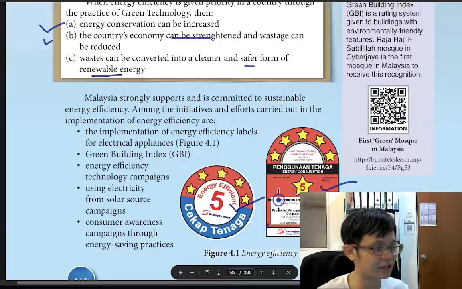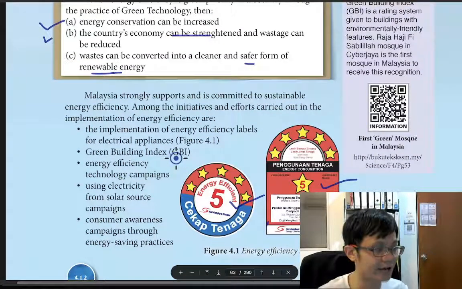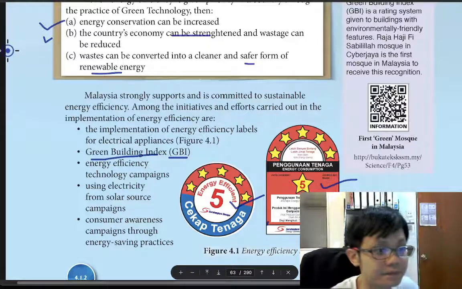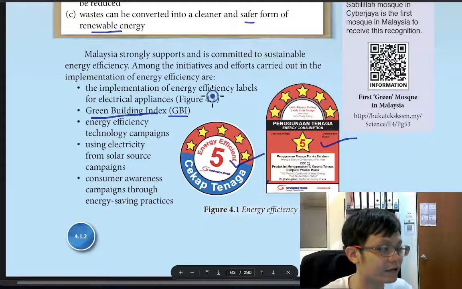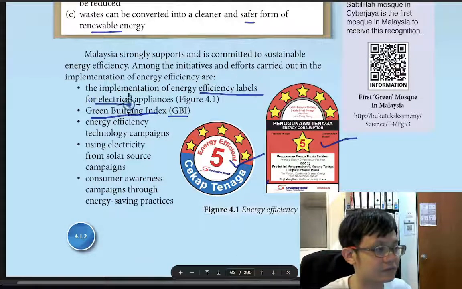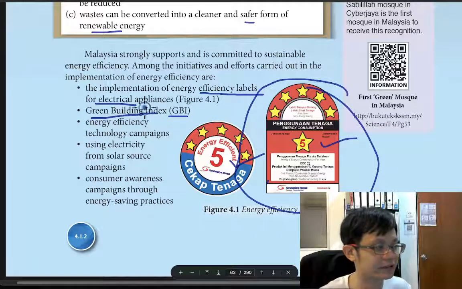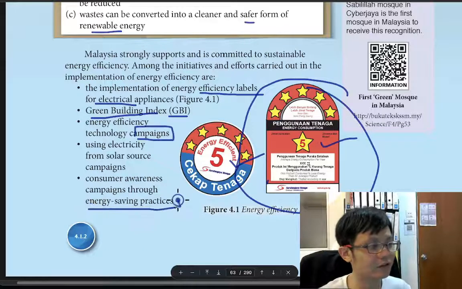Malaysia supports energy efficiency by giving the GBI. This is called the GBI, the Green Building Index. Wait, is this called GBI? Okay, this is called the efficiency level. This thing is called the efficiency level that recently you see in the Aeon Mall or shops. They need to put this sticker, GBI, the Green Building Index. I want to make a campaign on energy saving. So you just know all these things.